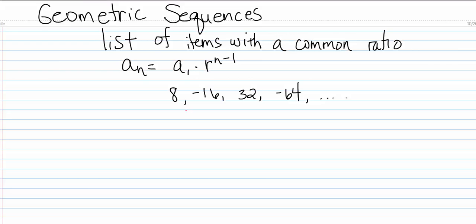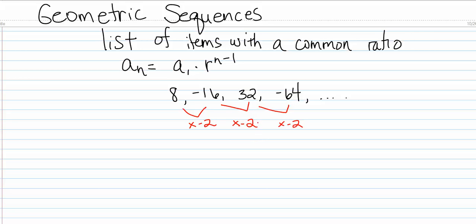So let's see, to go negative 16 divided by 8 is negative 2. 32 divided by negative 16 is negative 2. Negative 64 divided by 32 is negative 2. So to go from the first number to the second, I would multiply by negative 2. To go from the second to the third, I would multiply by negative 2. To go from the third to the fourth, I would multiply by negative 2.